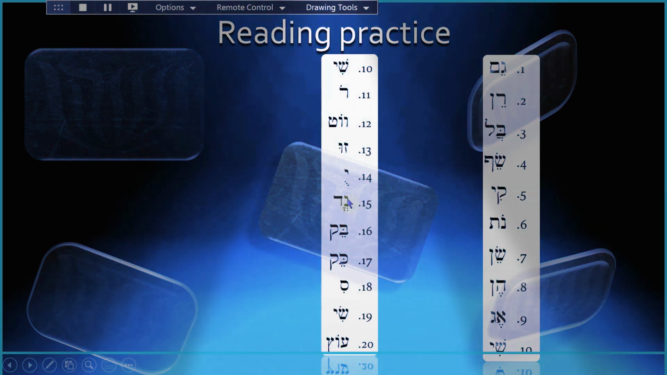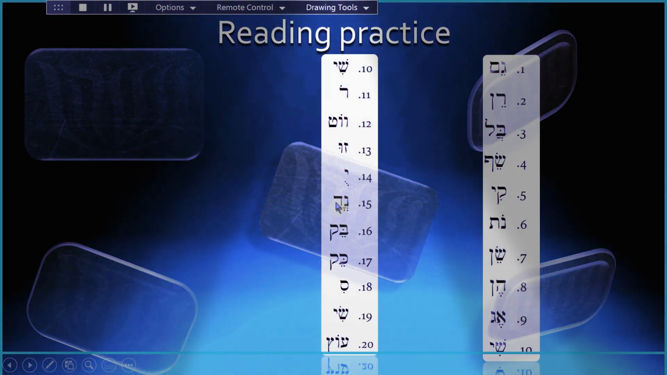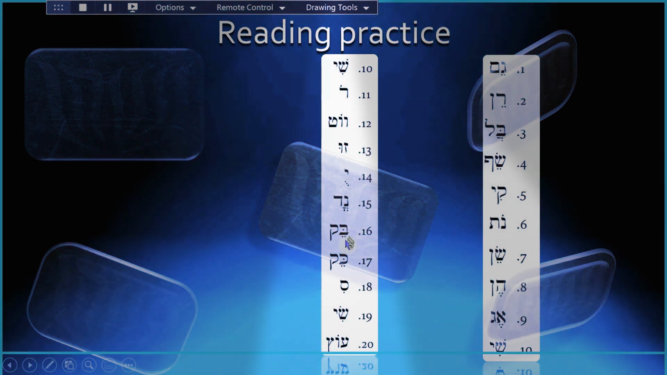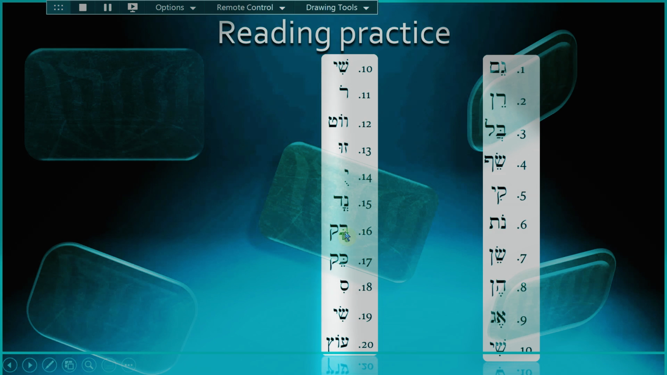Node. In the linked list, we traverse the node. That was most important. 16. Bake.